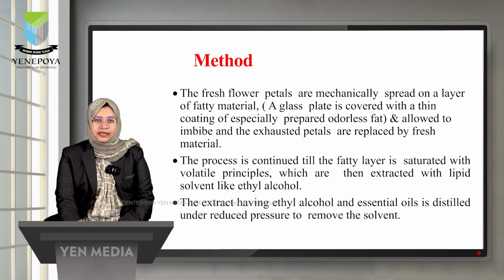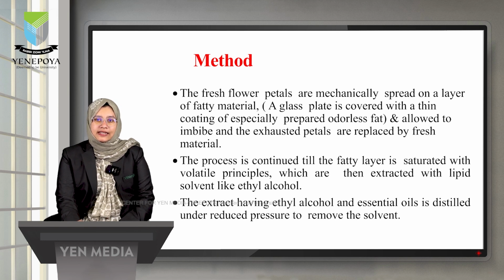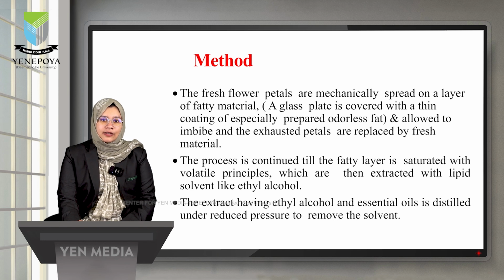So we keep a fat, and above that we place our flowers, and the process is continued till the fatty layer is saturated with the volatile principle. Once the fat is completely saturated with the volatile principle, we extract with a lipid solvent like ethyl alcohol. The extract will have the ethyl alcohol and essential oil, which we distill under reduced pressure to remove the solvent.